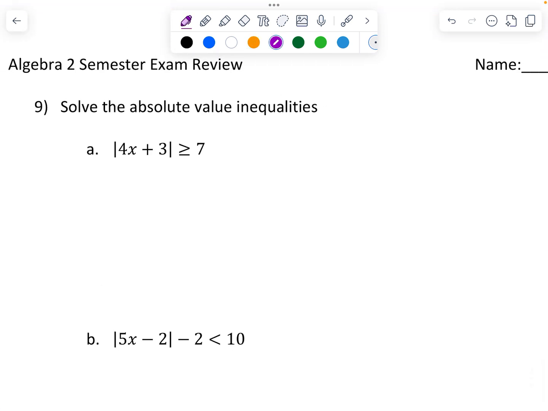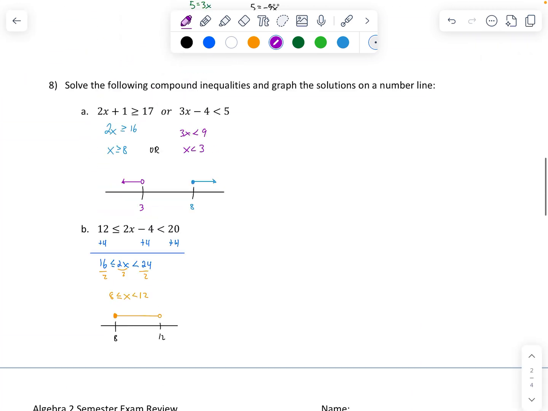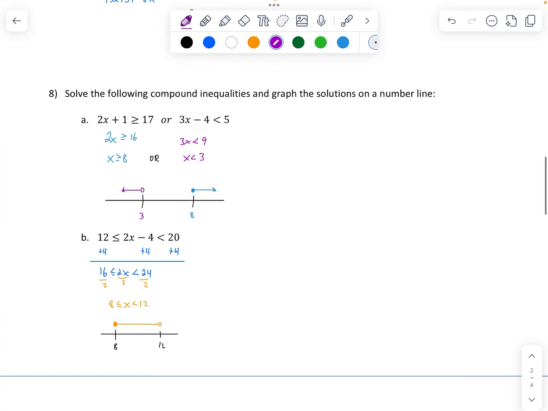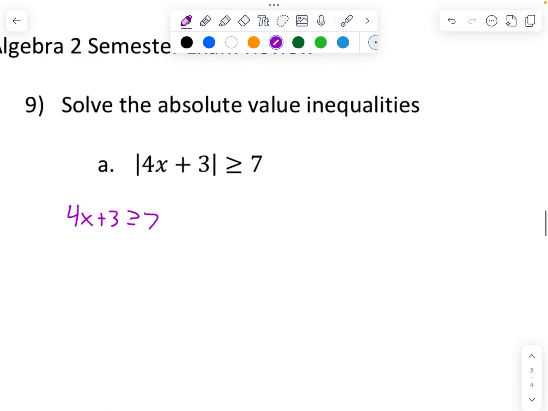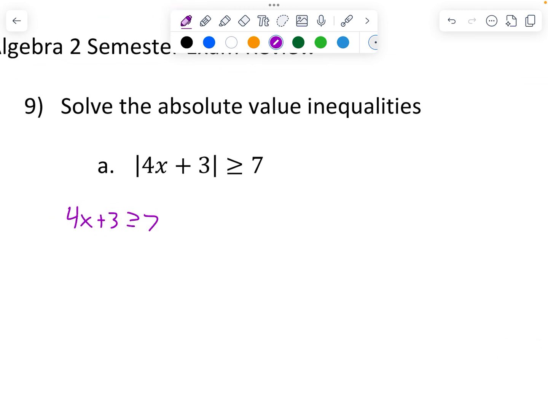Similar idea. We have our positive case. 4x plus 3 is greater than or equal to 7. This is a similar idea to absolute value equations, sorry, so like up here. But it does kind of turn into these problems, actually, because you're going to get two inequalities. 4x plus 3 is greater than or equal to 7. And then we have our negative case. 4x plus 3 is less than or equal to negative 7. And now you solve them both using the same steps.